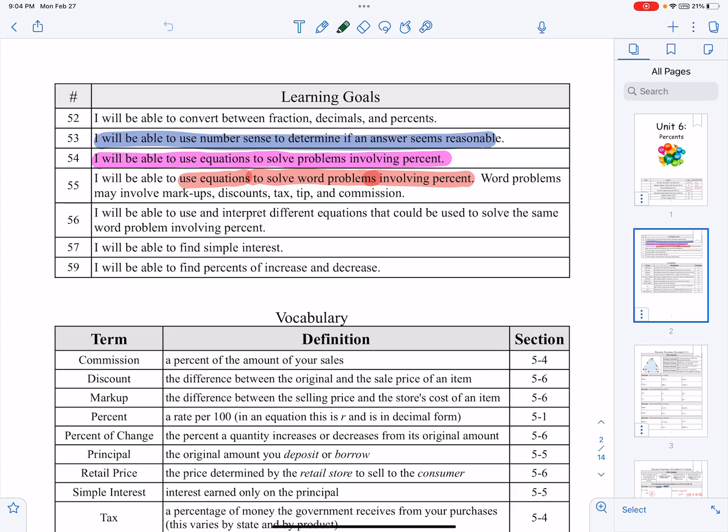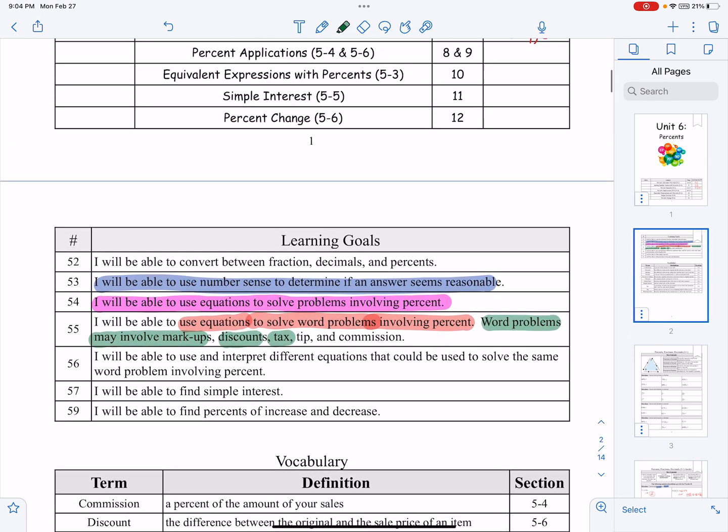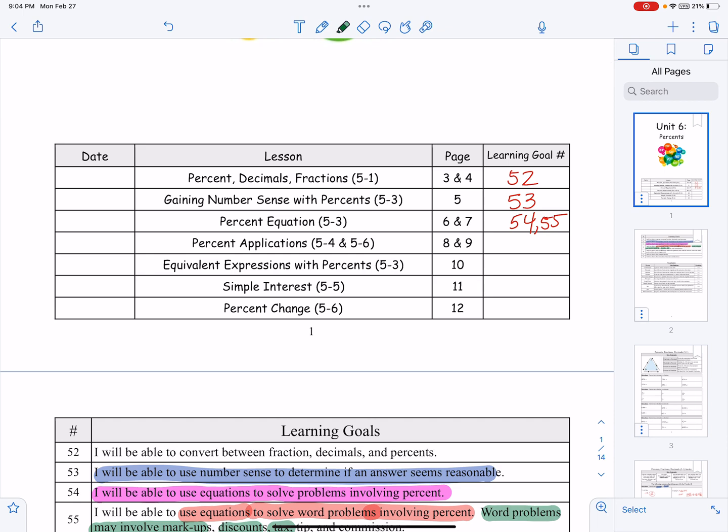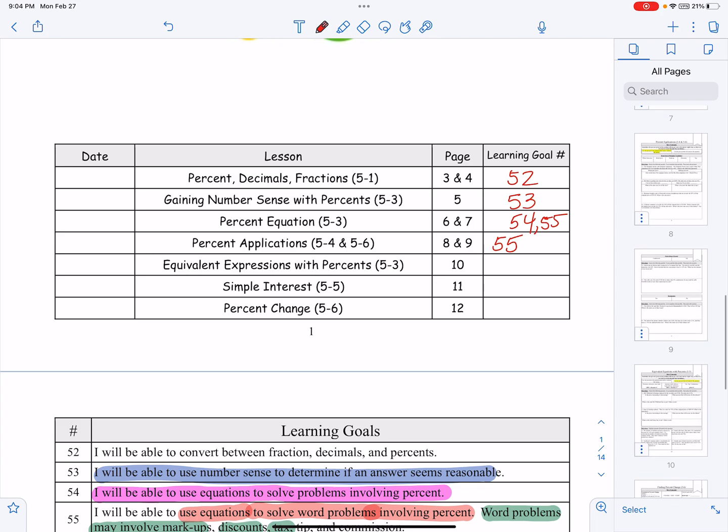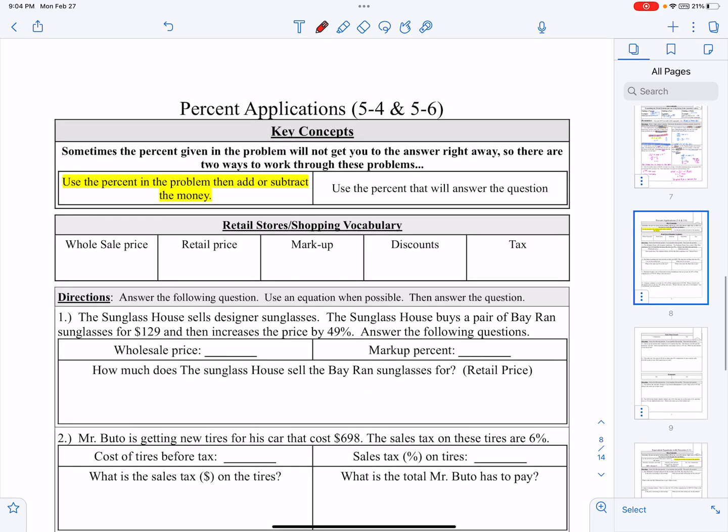All right, we're on our next lesson where we are going to look at word problems that may involve markups, discount, tax, and then we're not going to really talk about tips or commission today, but that's all part of the same idea. So this is learning goal number 55, which is part of percent applications. Okay, let's go ahead down to this lesson in your page sorter, which is page 8.